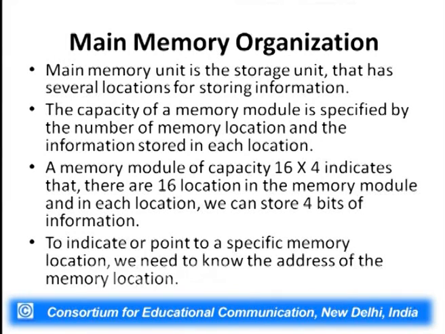Now, coming to the main memory organization, how the memory is organized. The main memory unit is the storage unit that has several locations for storing information. This can be considered as a 2-dimensional array wherein each block found by the intersection of a row and column is able to store some data. The size of the memory will depend upon the data capability of the system under consideration. The capacity of the memory module is specified by the number of memory locations and the information stored in each memory location.